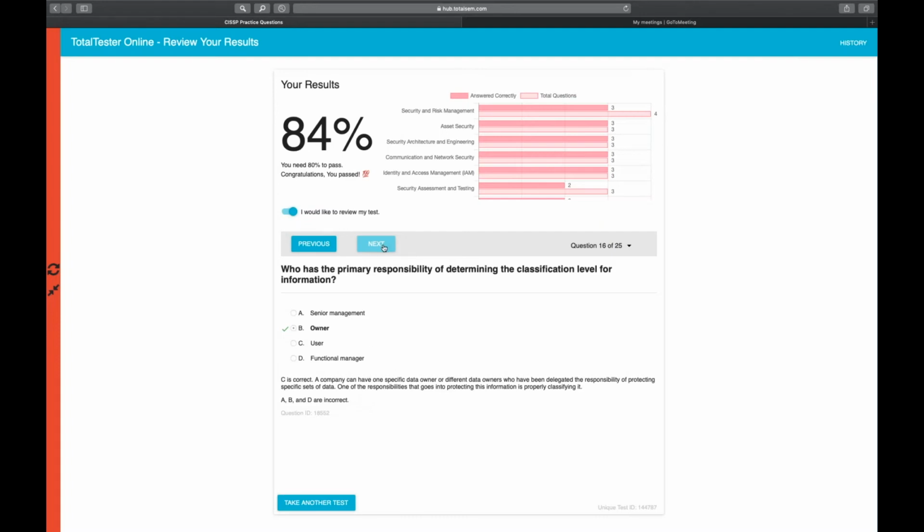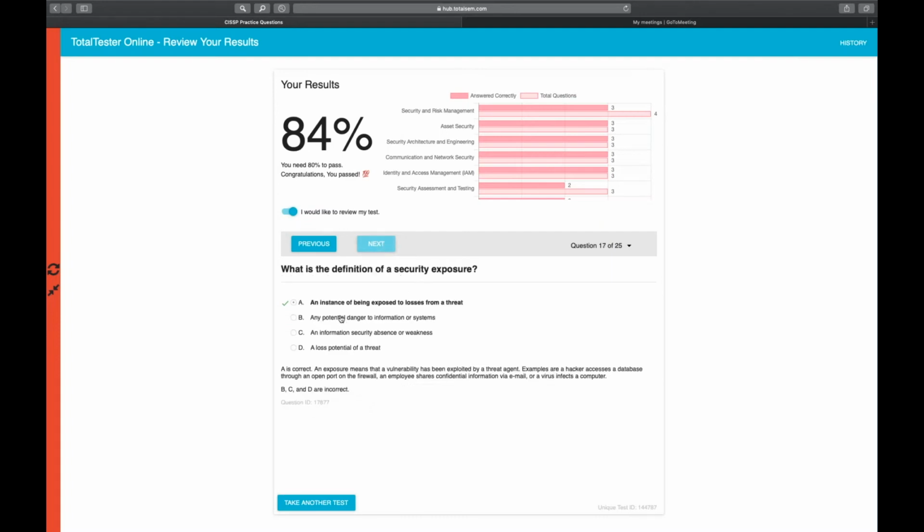The data owner, that was pretty easy. An exposure means that a vulnerability has been exploited by a threat. It's that word instance. The instance when that threat overcomes a vulnerability is when you have an exposure.